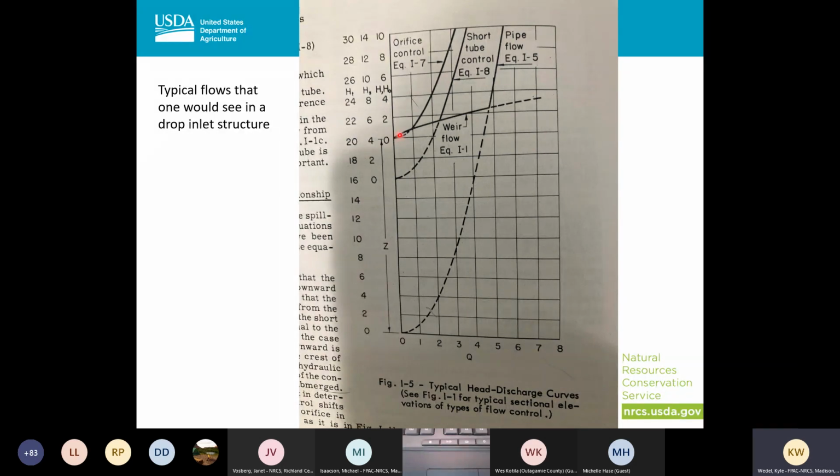So in this first part, until my head gets high enough, I'm always going to be in weir flow. I'll never be in orifice flow. When I'm in short tube flow, it's kind of the same principle: I can calculate it, but until I get enough flow for my weir, in this case, I can't be in a short tube. And it's the same thing with the pipe. I can't get enough flow to this point to ever be in pipe flow.